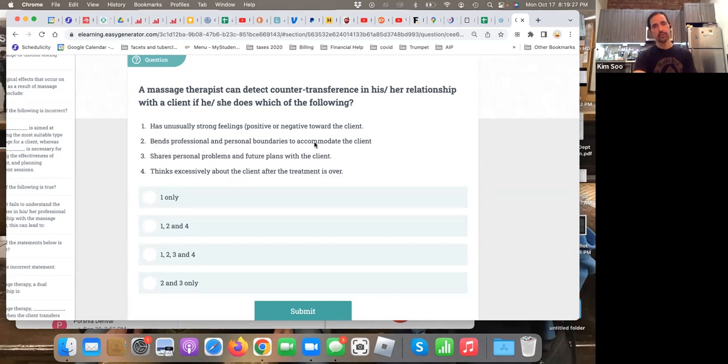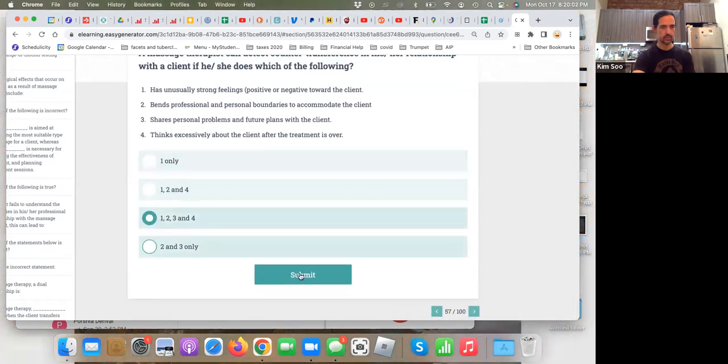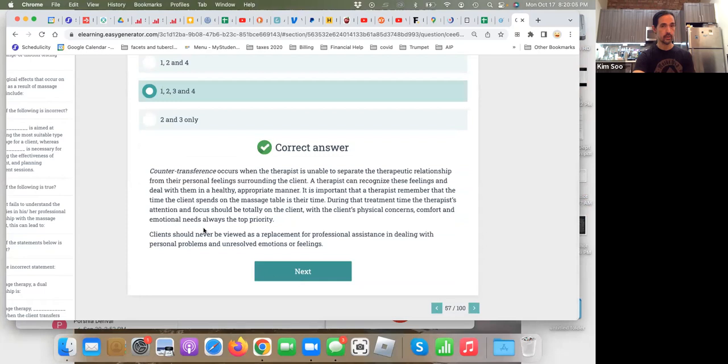Bends professional and personal boundaries to accommodate the client, shares personal problems and future plans with the client, thinks excessively about the client after the treatment is over, referring to the therapist. A massage therapist can detect countertransference in his or her relationship with a client if he or she does which of the following? Which ones? Has unusually strong feelings, number one. Number two, bends professional and personal boundaries to accommodate the client. Number three, shares personal problems and future plans with the client. Number four, thinks excessively about the client after the treatment is over. Let's try all four. And it is all four.